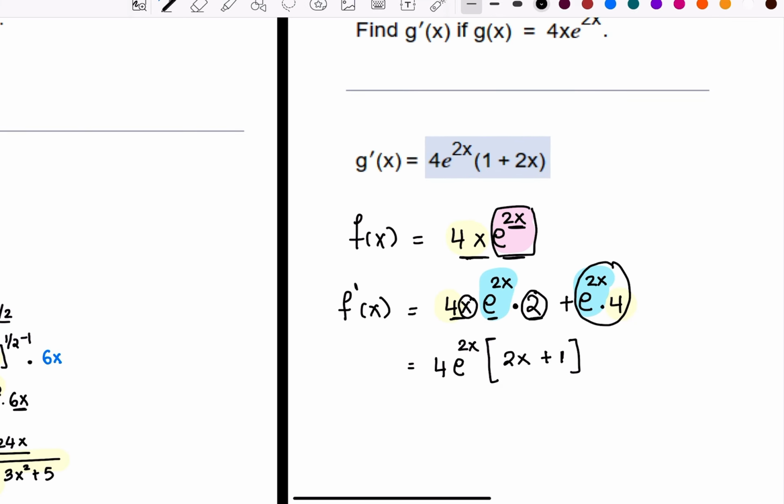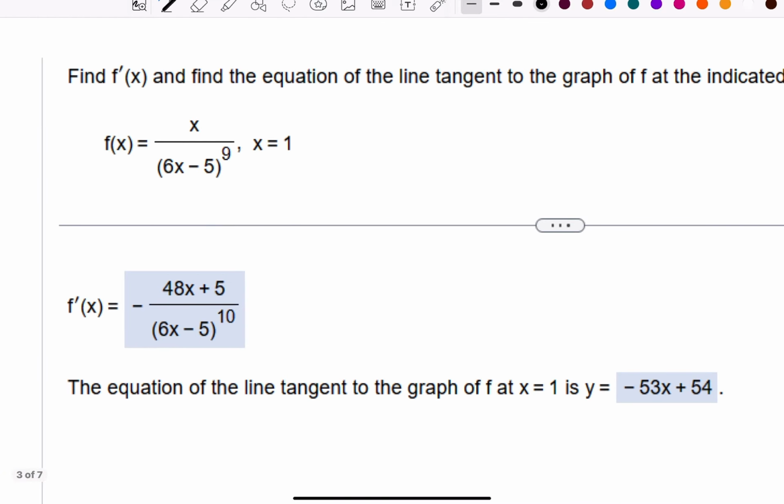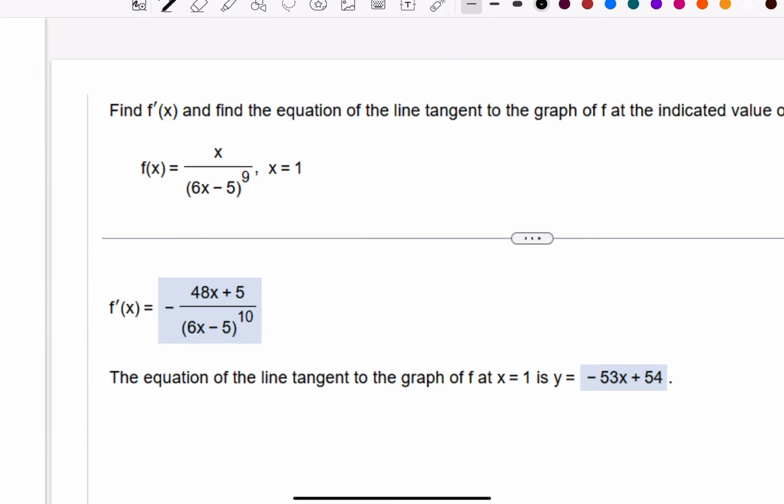It doesn't matter if you put 1 plus 2x or 2x plus 1. That should absolutely be okay. All right, now let's look at the next function. Here they say, next problem.